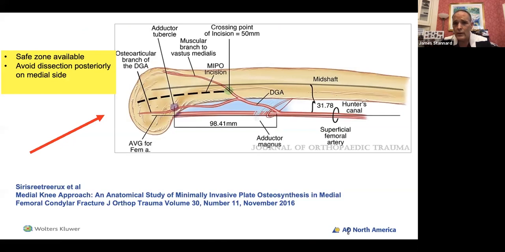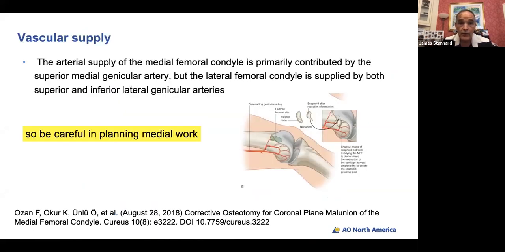And one point he really made was if you're going medially, be aware that the blood supply isn't as good and that the key parts of the blood supply tend to be posterior. So you don't want to strip too far posteriorly. There is a safe zone available that will allow you to lift up the VMO and get to this, but you have to understand this anatomy and apply that understanding carefully.